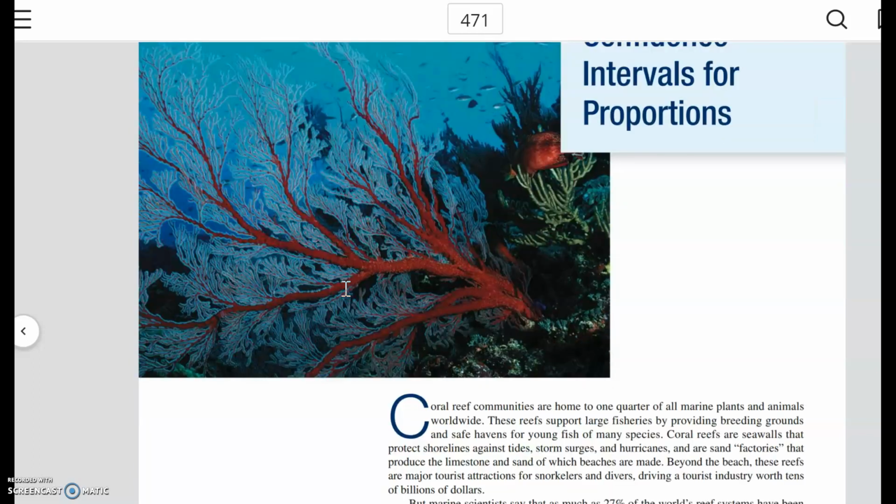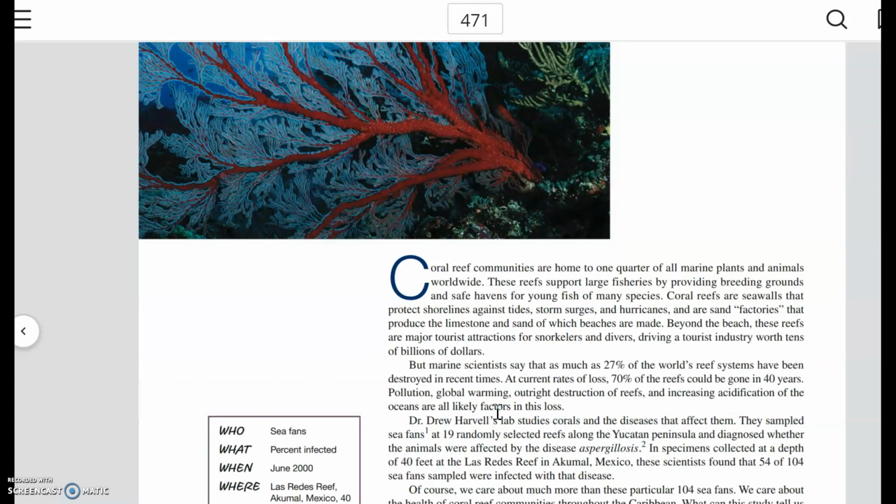And so the author starts off with a really nice introduction to the idea of confidence intervals using sea fans. So here's a picture of a sea fan. They live in the coral reefs. In this particular example, they're coral reefs off the coast of the Yucatan Peninsula in Mexico.